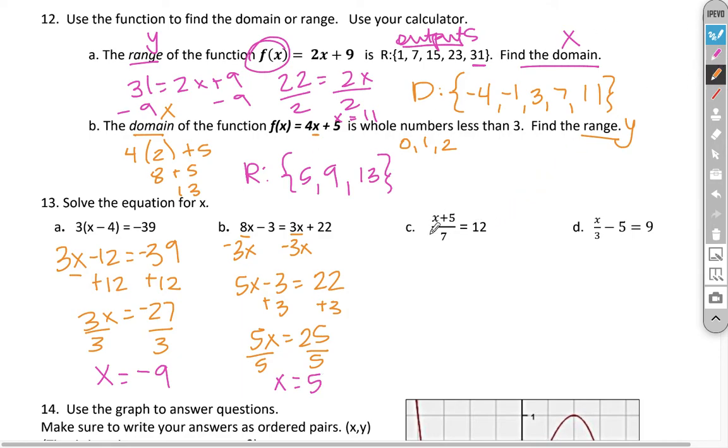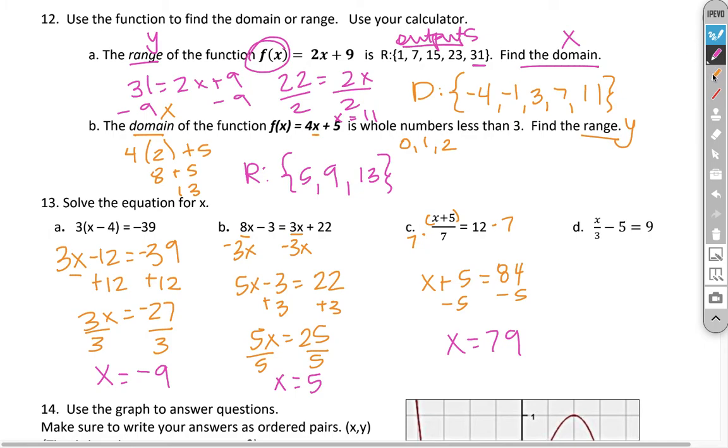All right, x plus 5 over 7. Well, if we remember correctly, x plus 5 is a group. So we don't want to touch that 5 yet. So we're going to multiply each side by 7. And then we get x plus 5 equals 84. All right, we need to get rid of this 5. So subtract 5 on both sides. And then we get x equals 79.